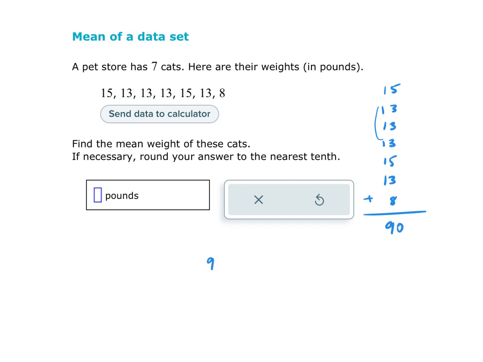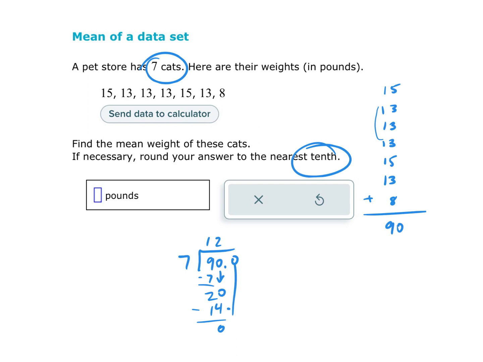So we had 90, but we're splitting this among 7 cats. Same thing as before, rounding it to the nearest tenth. Regroup. 7 goes into 20 twice. And I am going to need to, that's a 6. I am going to need to use a decimal point here. And 7 goes into 60, 8 times?